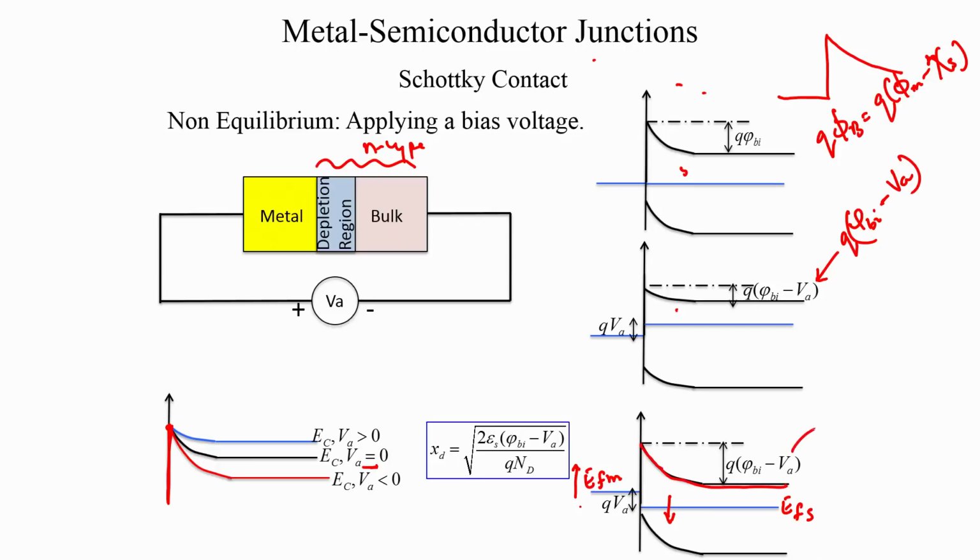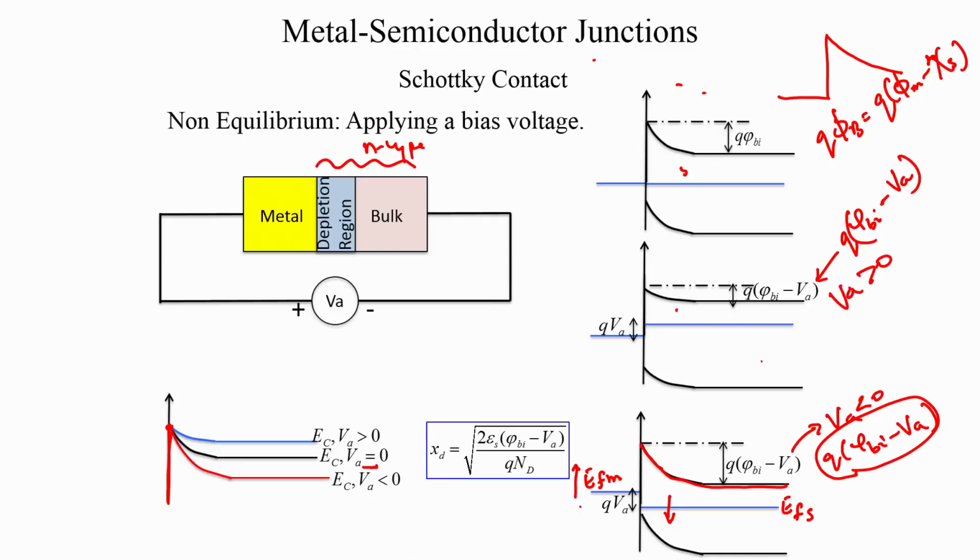And you should remember that Va is negative. So, that is why q times (phi Bi minus Va) is actually going to be greater in reverse bias as compared to equilibrium. Okay, so, Va is less than 0 in this case, while Va was greater than 0 before.